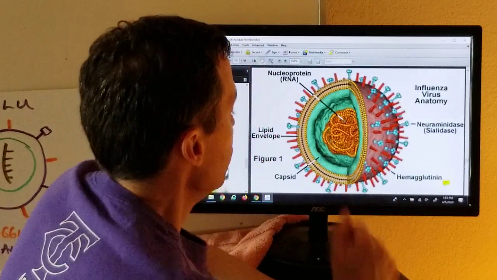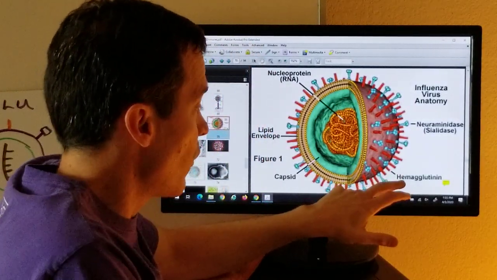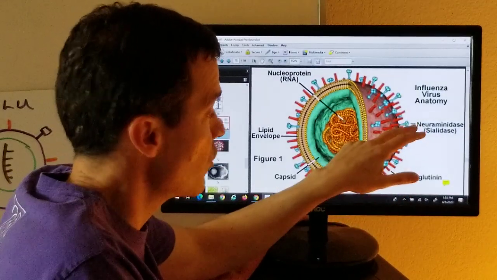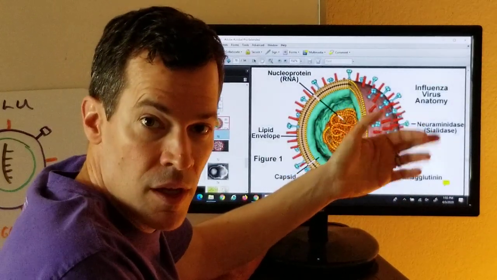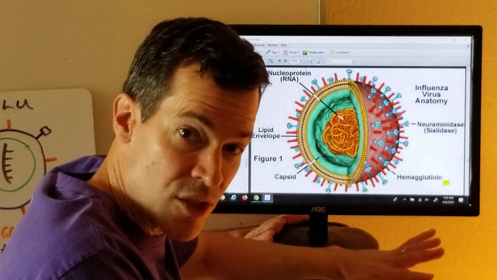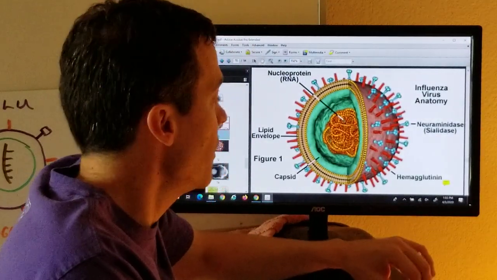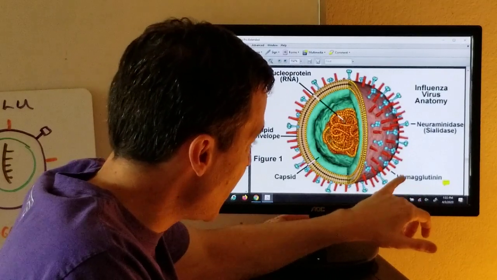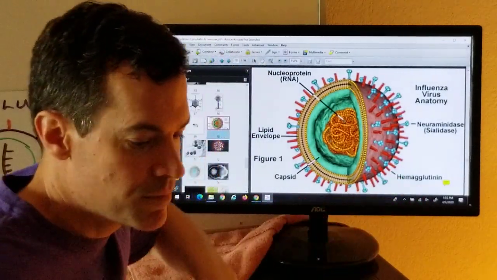So anyway, back to flu. There are different versions of hemagglutinin and different versions of neuraminidase, and we just number them. So if you have H1N1 flu or H5N1 flu, hopefully you don't have H5N1, that one's really bad. But that's basically naming it based off of the proteins that are on the outside.